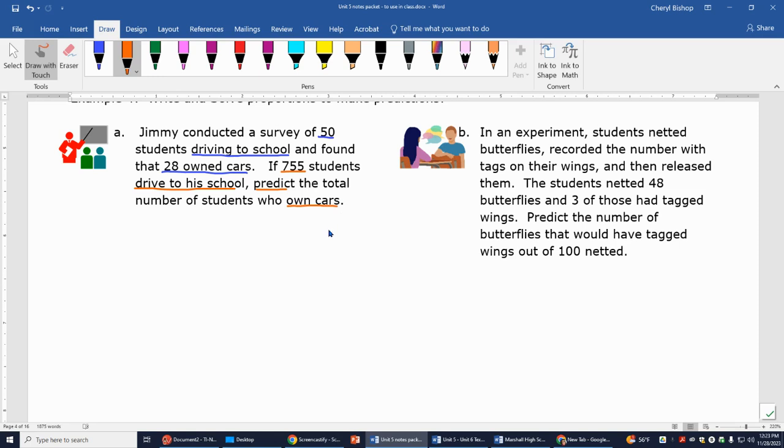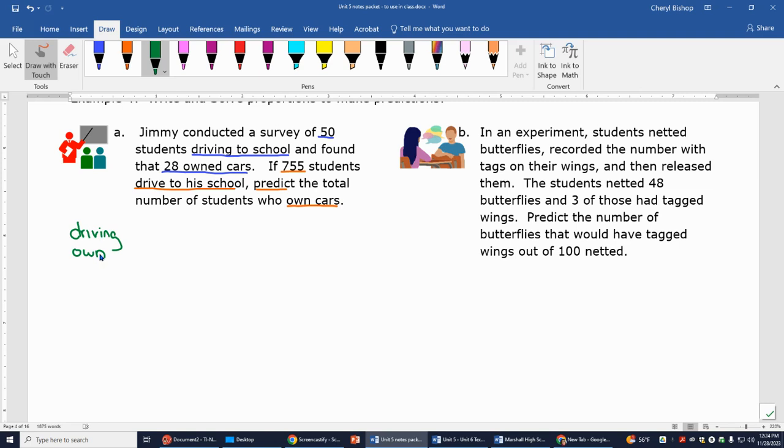Okay, so the first thing I have to do is figure out what 2 things my numbers are representing. So this 50 is 50 students, and the 28 is 28 students. So it's not students to students. What are those students doing is what I need to know. So these 50 students are driving to school. And then 28 of those students, they actually own that car. It's not their mom or their dad or their grandma's car. It's their car. So these are my 2 quantities: my driving students and the number of those that are driving that own their car.